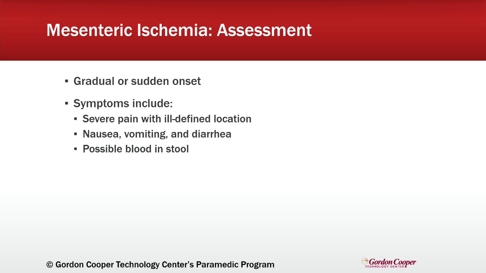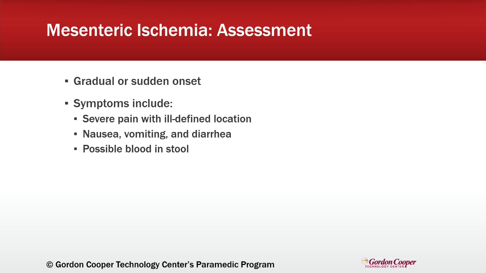So with these, the symptoms can start gradually or suddenly. It's the gradual ones that are the biggest concern. The sudden ones usually raise the alarm bells a lot faster. And of course, this is really going to be dependent on what actually is causing the issue. So common signs and symptoms that we need to look for with these patients is severe abdominal pain that's really hard to pinpoint. Nausea, vomiting, diarrhea is pretty common because with that loss of blood flow, things aren't working properly. And there may even be blood in the stool.